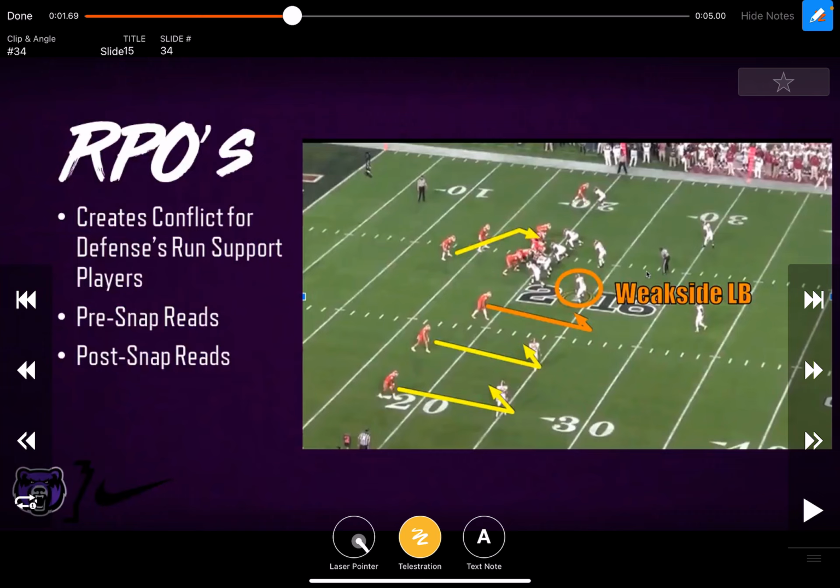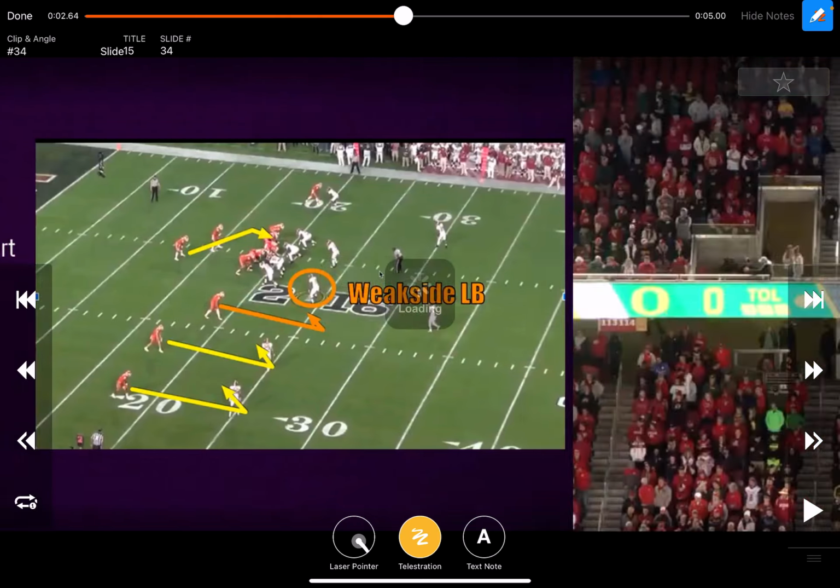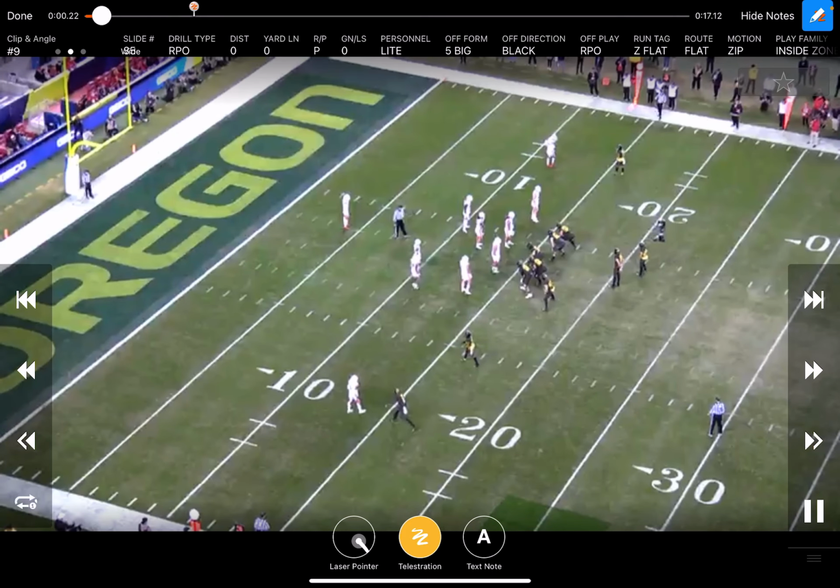All right, and these run pass options, it's a big buzzword in football right now. Has been for about the past 10, 15 years. But the big thing with this is there's several different reads, decisions in other words, that the quarterback makes before the snap and after the snap. Pre-snap reads, like we say right here, and post-snap reads, depending on what the play is. All right, so let's take a look at a couple of examples of this right here.